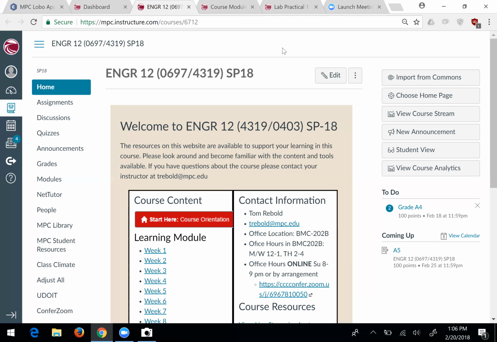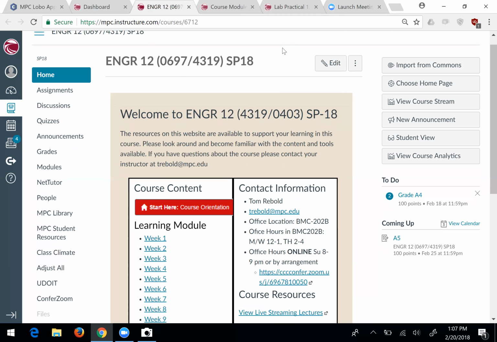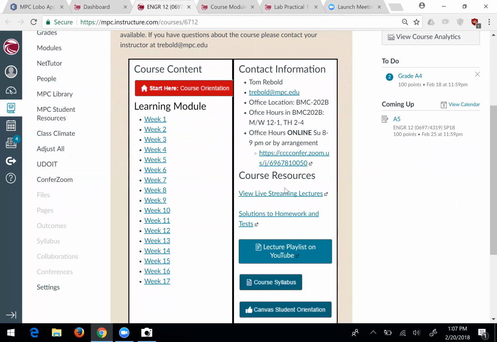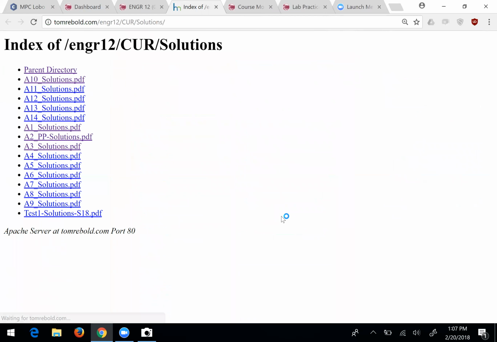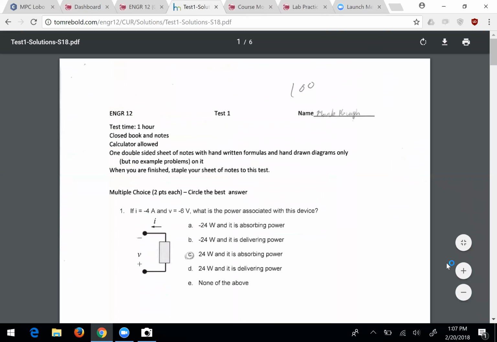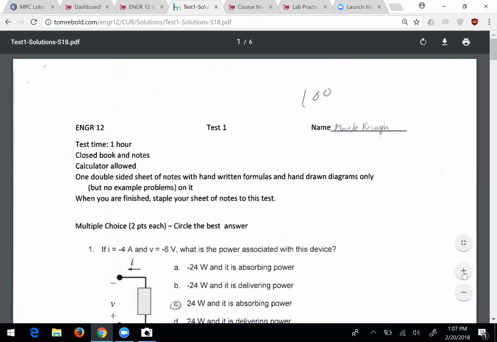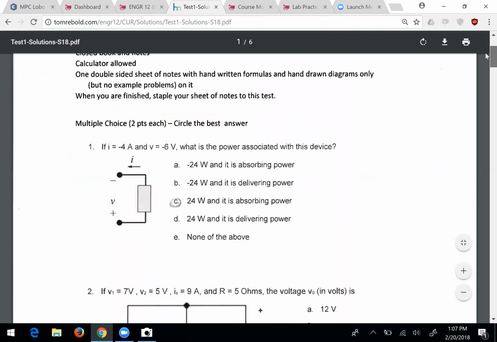So first order, let's talk about the test. And if you are wondering where you might find the solutions, there is a solutions link on Canvas, which is under course resources. And these are the solutions sampled from Mark's test. Thank you, Mark. I didn't ask permission. Hope you don't mind. The scores on the multiple choice section were fairly good.